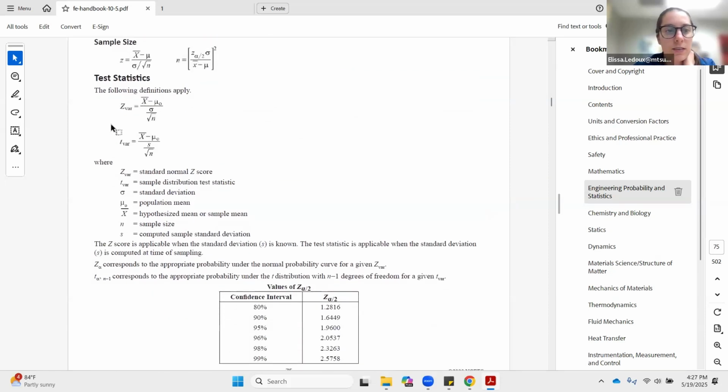So the test statistics are set up very similar for Z versus T. The formulas look almost identical. It just depends on how many items are in your sample set. And then if you want to find the confidence interval, here you would just find your Z value and then look at the confidence interval, and that will tell you how confident you are. Okay, 80% would mean that you're at least 80% confident that your number lies within the desired area or closest to that value.